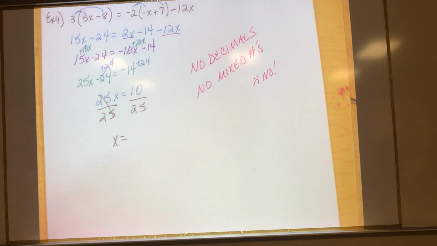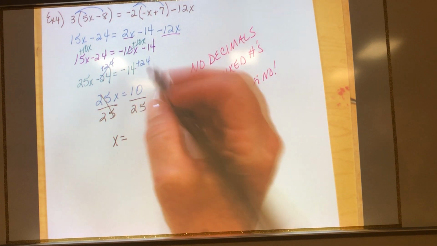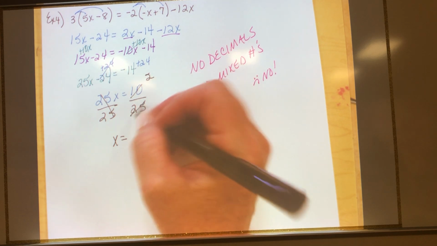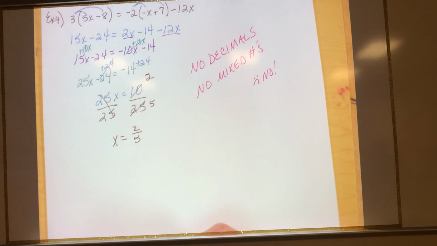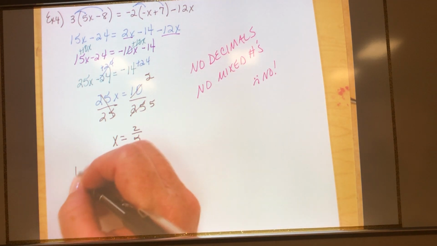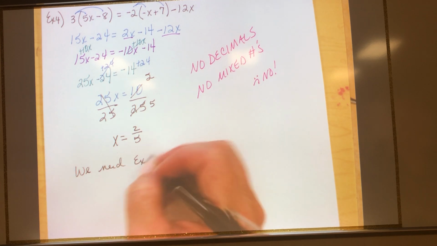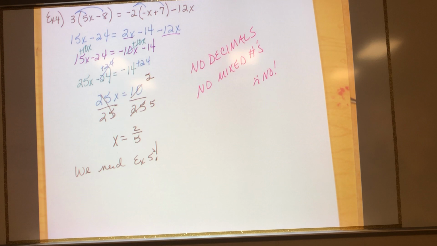All right. Anytime you write a fraction, what should it be in? Yeah, lowest terms. What goes into 10 and 25 evenly? 5. So 5 goes into 10 two times, 5 goes into 25 five times, and my answer is 2/5. Okay, now I want you to put this little note. We need example 5. That's where we're going to stop.